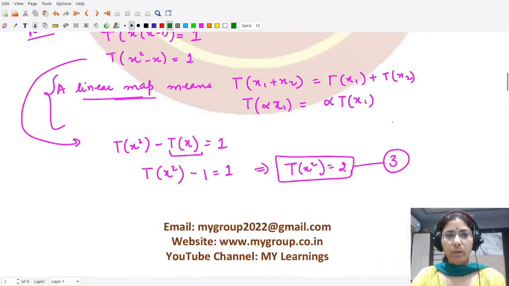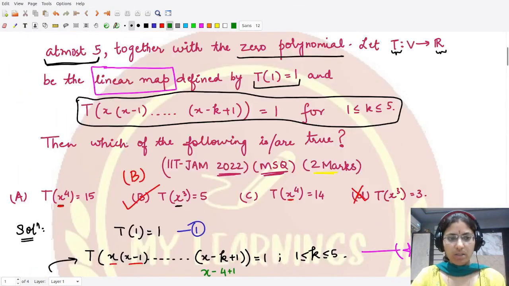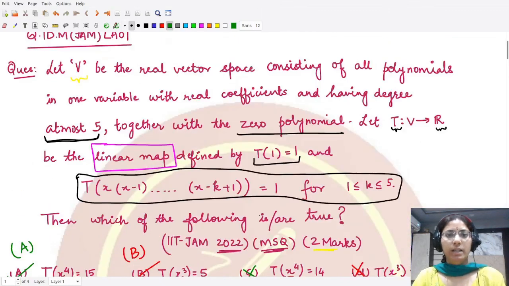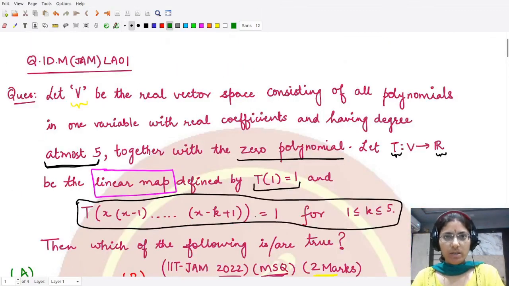So let's have a look at our question and our options. T of x power 4 is equal to 15 is the correct option. So this is also one of the correct options, and hence option C is incorrect. I hope you understood this question well. That was an easy question. You just must know what a linear map is, and you have to evaluate this expression. It could be somewhat lengthy as per calculation, but it would surely get you the marks in the question.